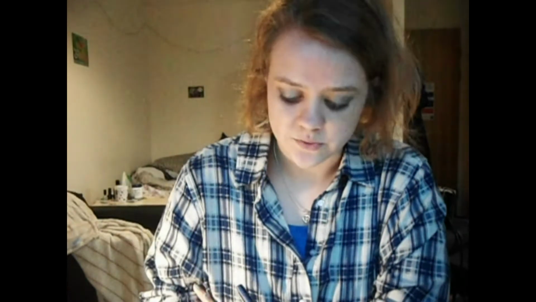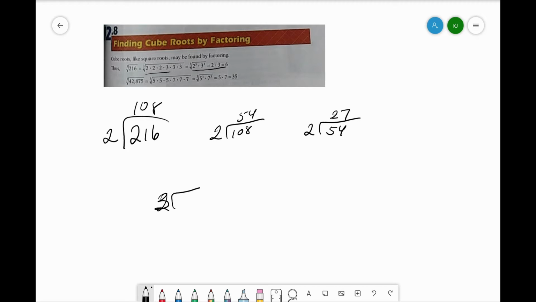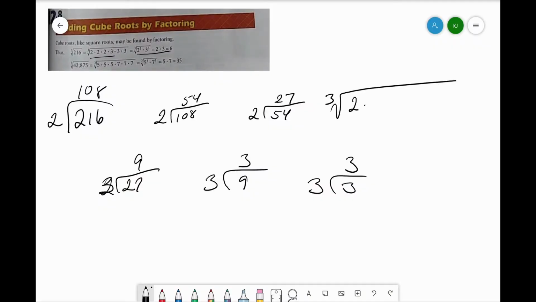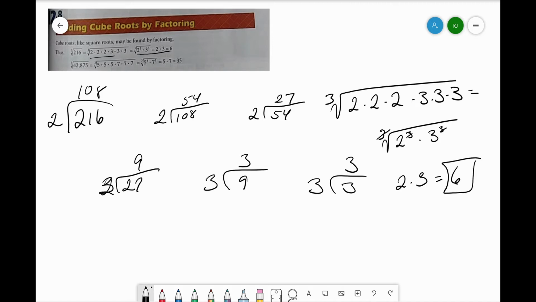they've already told us we can use 3's, so we can go ahead and go, well, 3 goes into 27 9 times, 3 goes into 9, 3 times, 3 goes into 3, 3 times. So now we just put all of this together and we can go, okay, the cube root of 2 times 2 times 2 times 3 times 3 times 3, or the cube root of 2 to the third power times 3 to the third power. And then when we take the cube root, our exponents disappear and we end up with 2 times 3, which equals 6. And 6 is our answer.